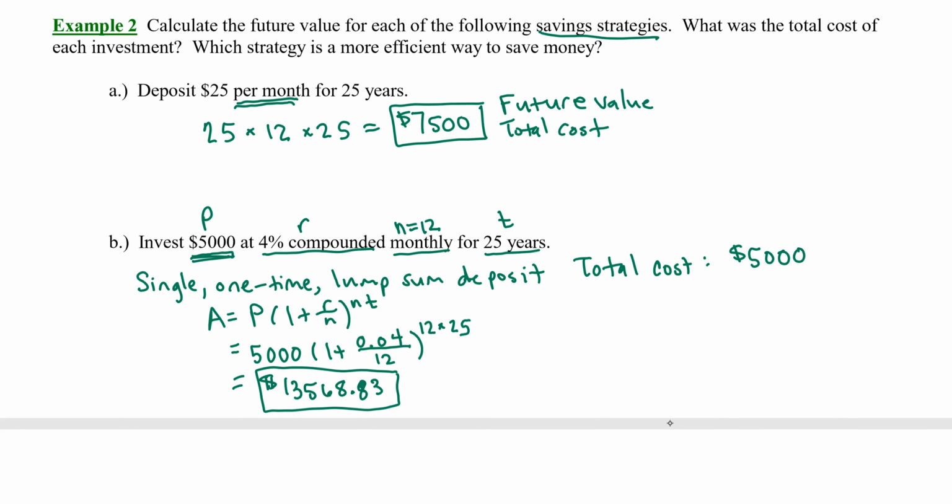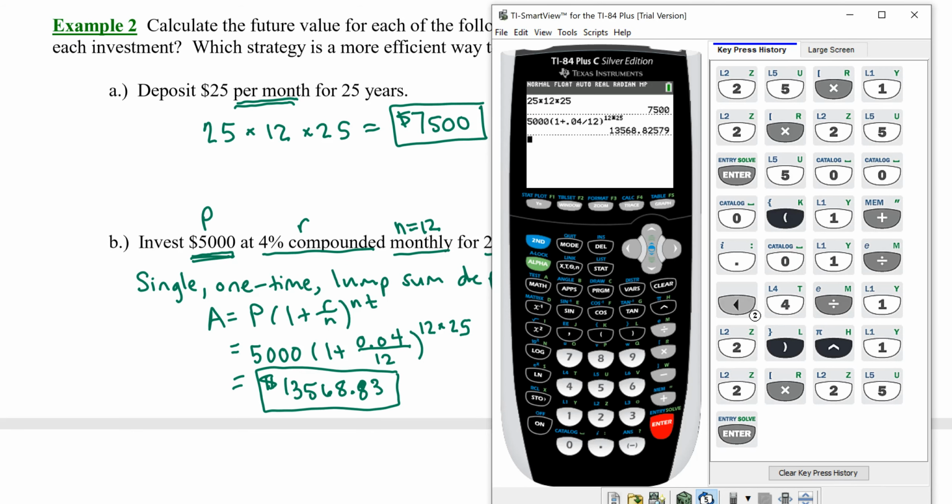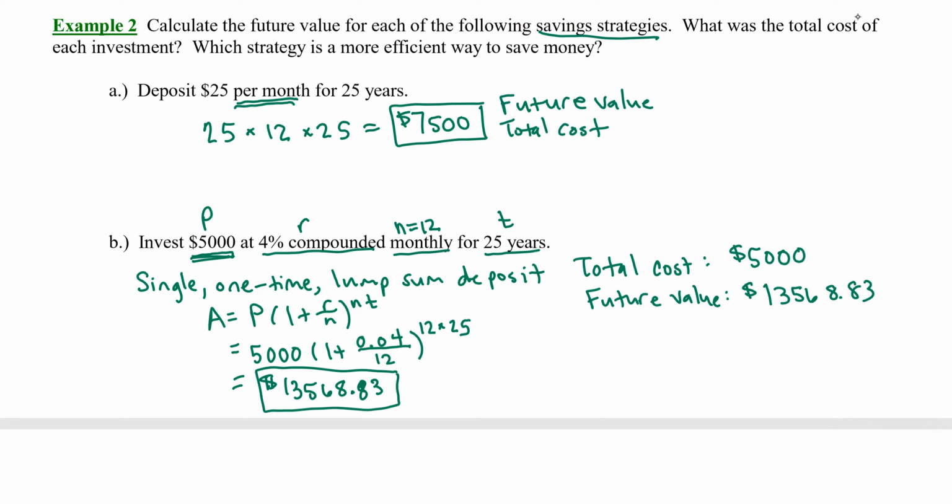We deposited that $5,000. But notice our future value is $13,568.83. Okay. Back up here on this first strategy, all $7,500 came out of our pocket, and we did that every month for 25 years. We didn't deposit into either simple interest or compound interest. We just set it aside. So the future value is $7,500.